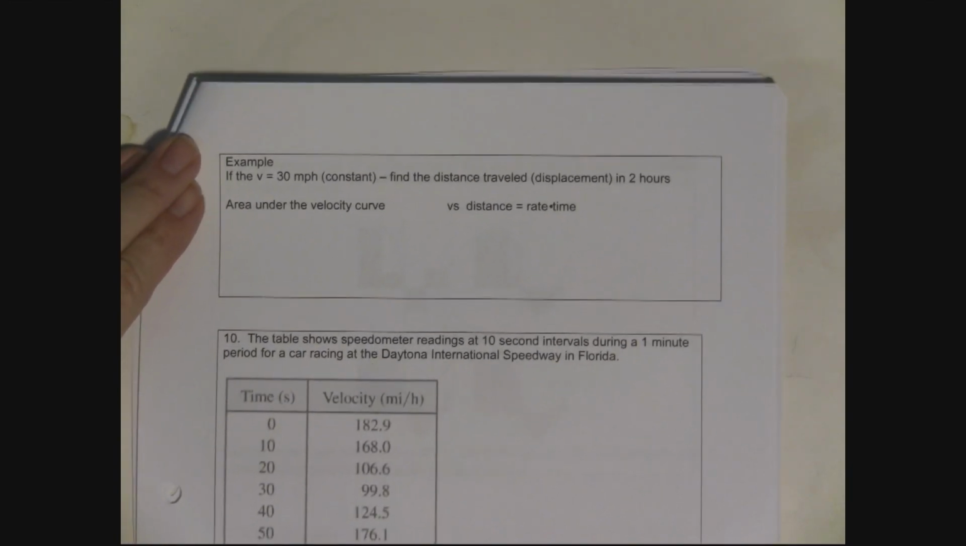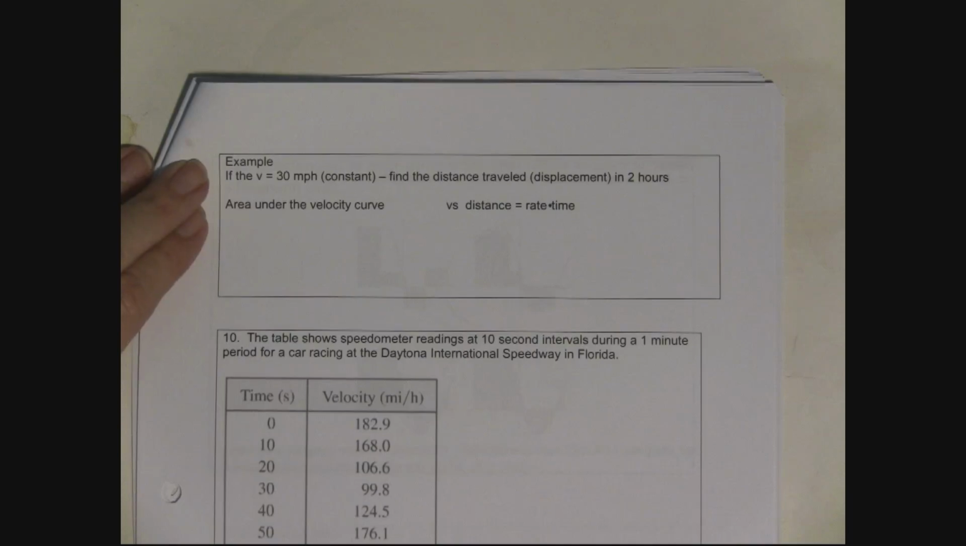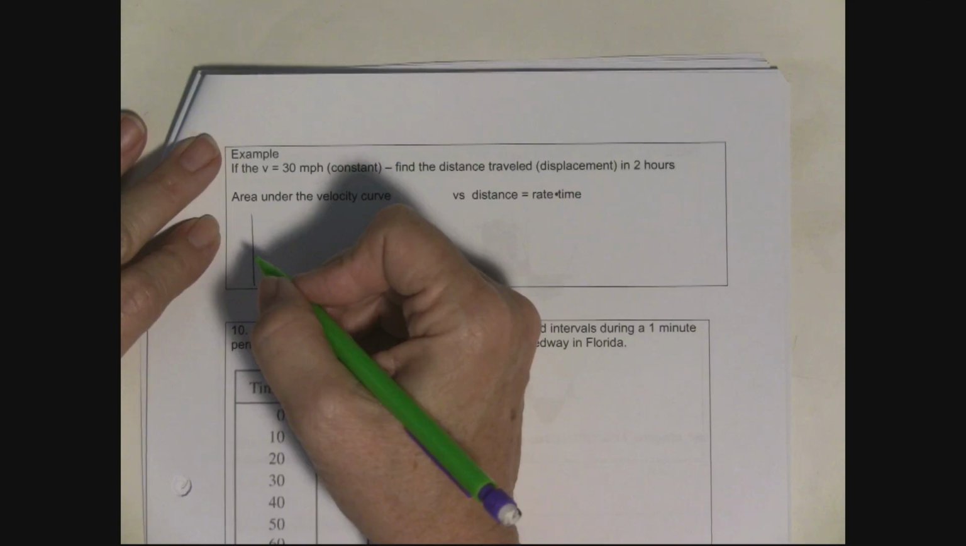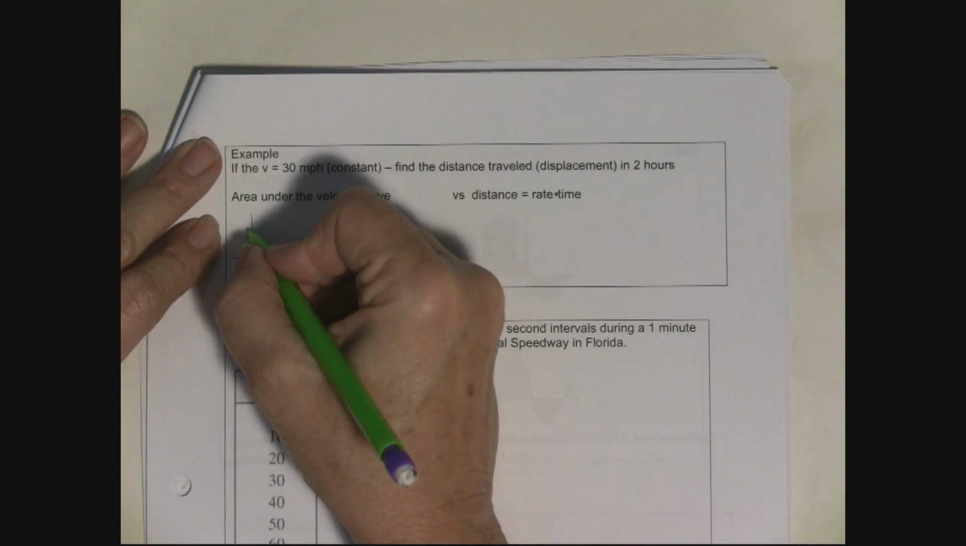But they're telling us here, if the velocity is 30 miles an hour, find the distance traveled or the displacement in 2 hours. And they just wanted me to draw it so that you could kind of see. So this velocity curve that we have right here is constant. And so it's a little bit silly, but I am going to go ahead and draw it right here. So this is going to be my velocity curve.